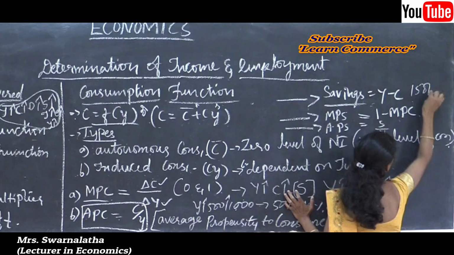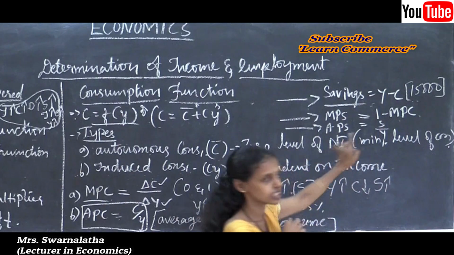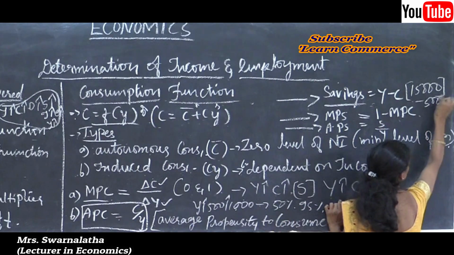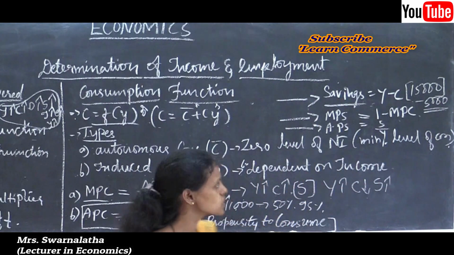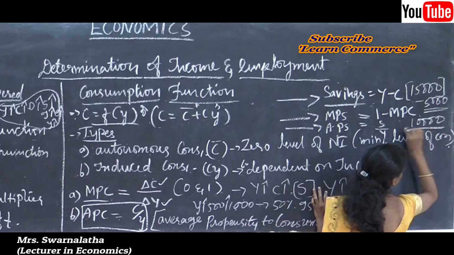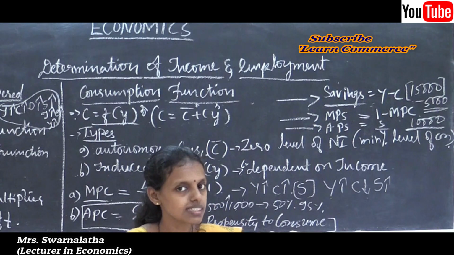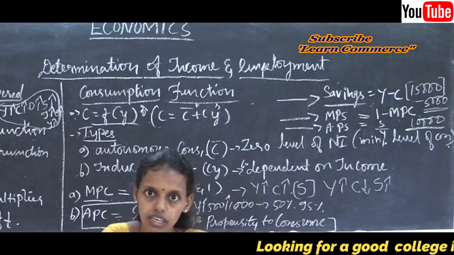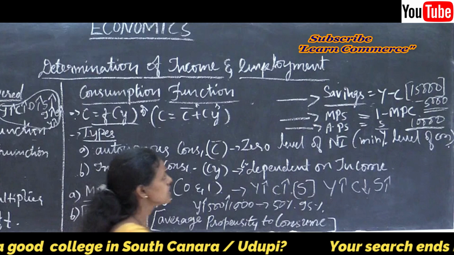You can think your income is 15,000 per 30 days. 15,000 minus your consumption of 5,000. You utilize 5,000 for consumption purposes. What is remaining? 10,000. This 10,000 is savings. So Y minus C, savings is nothing but income minus consumption. The money or income left out of consumption is said to be the savings.